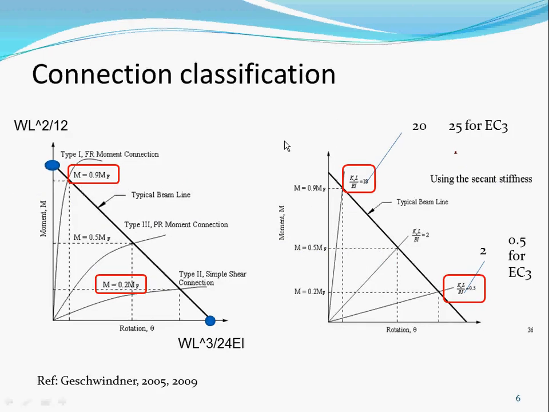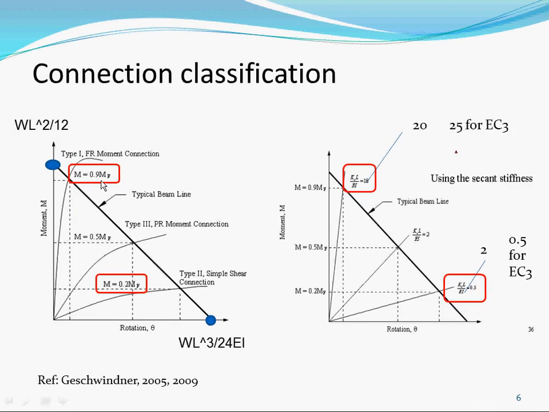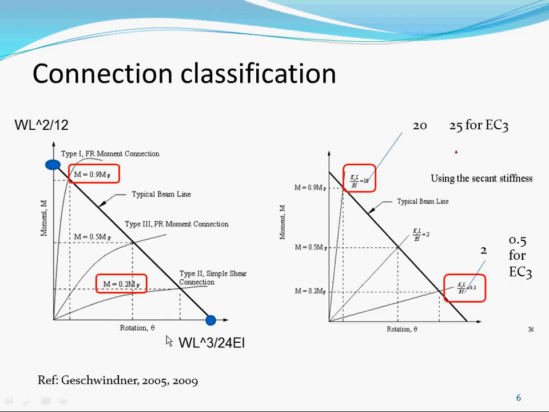So if you look at this, go back to classify it by the moment. AISC is just slightly less than asking you to develop the full moment. It says 90%. All you have to do is 90% to consider a full PR connection, and 20% down here. So it's very close to match the two.